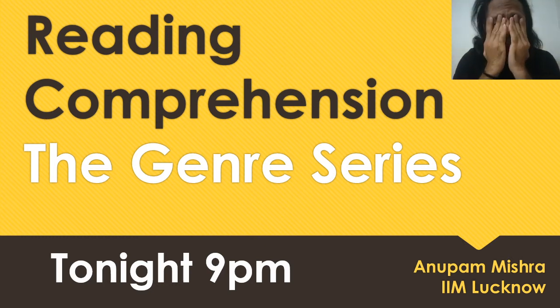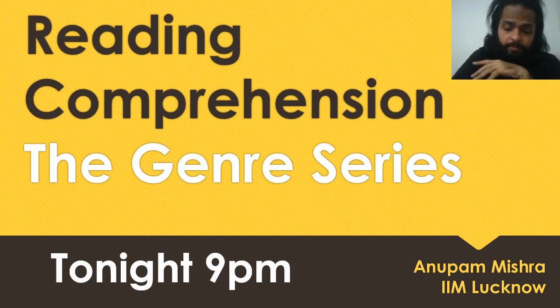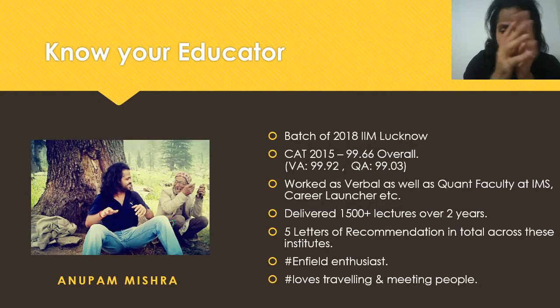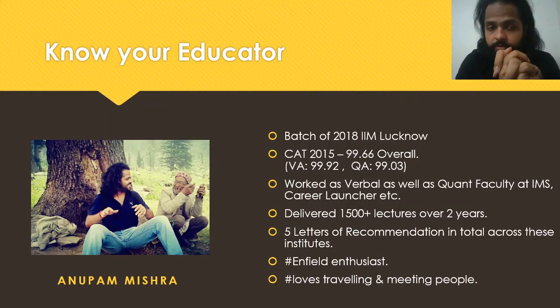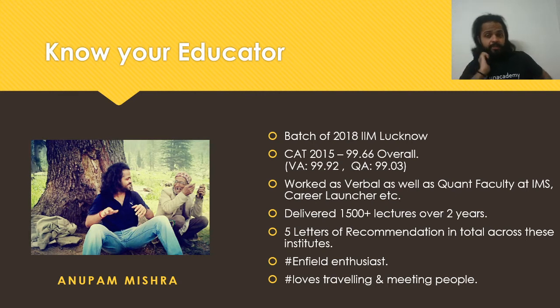Okay. So, guys, reading comprehension, the genre series. Before anything else, let me give you a very short introduction about myself. I'm Anupam Mishra, the guy you can see on the top right of your screen, as well as in this photograph. I'm from the batch of 2018, Lucknow, and my CAT credentials are on your screen. I worked as a verbal as well as a quant faculty at many coaching institutes before my MBA. After my MBA, I worked with Hotstar for a short time, and I'm currently working on some of my ideas while making some lectures for you guys on Unacademy. Enough about me. You can read about my profile on the Unacademy page.